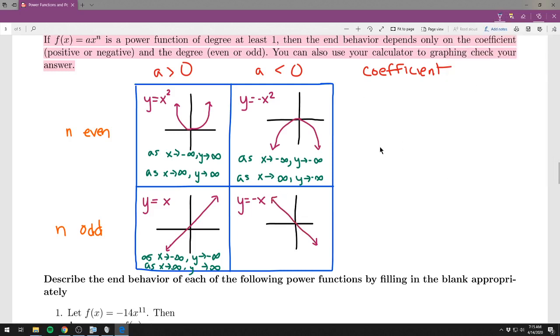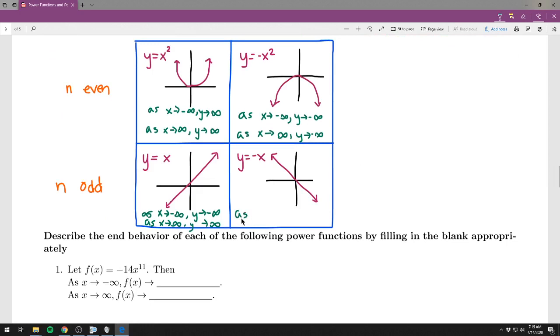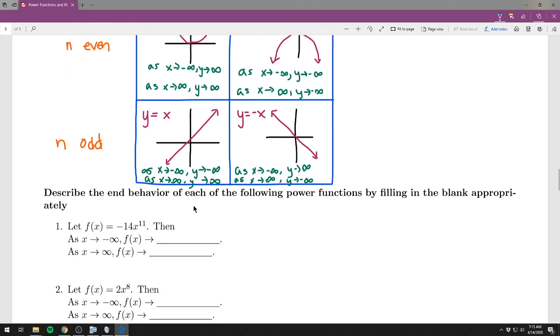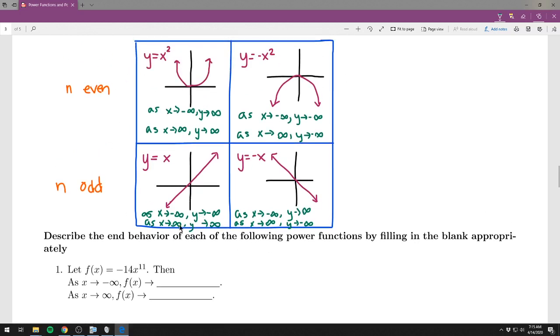And they're all going to have this shape. So as x goes to -infinity, as we go to the left, y goes to +infinity. And as x goes to the right, y goes to -infinity. So that's a handy thing to remember. It's also helpful to remember that if you graph these things, power functions, you can see what's going on.